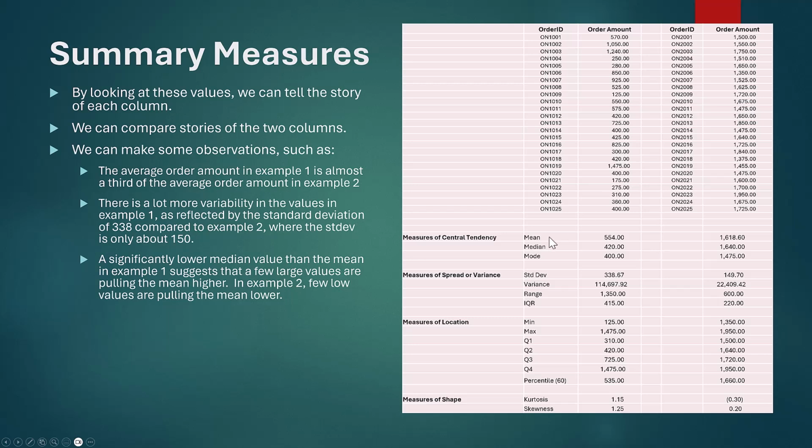If you look at the skewness values, 1.25 and 0.2, this tells us that this distribution is a lot more skewed to the right than this. In fact, this value is so close to 0 that it is hardly much skewness, but slightly skewed to the right. So we can make these observations without looking at the original data, just by looking at these numbers.